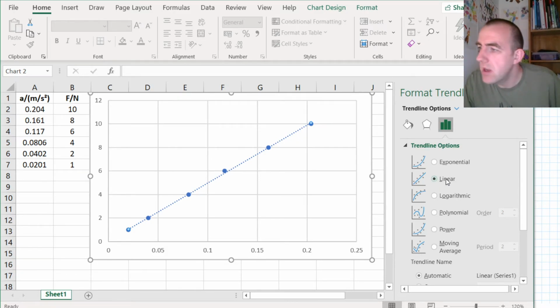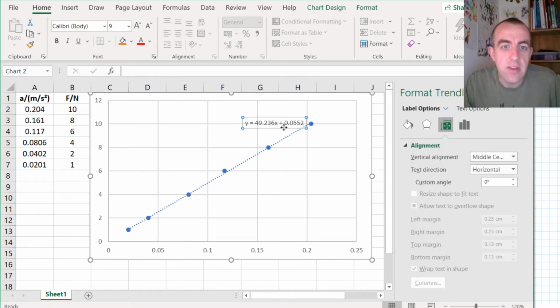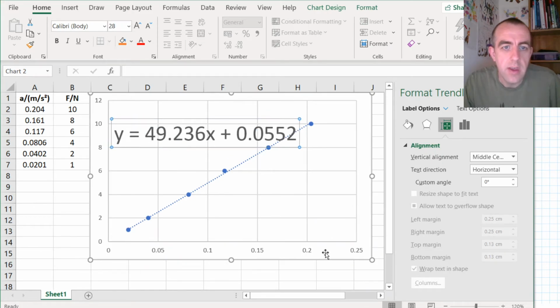I'm going to choose linear because I want a straight line. That's the default, and I can just choose to display the equation of this straight line on the graph. And there it is. There's the equation of the straight line. If I make the font a little bit larger so we can actually see it, there we have it.